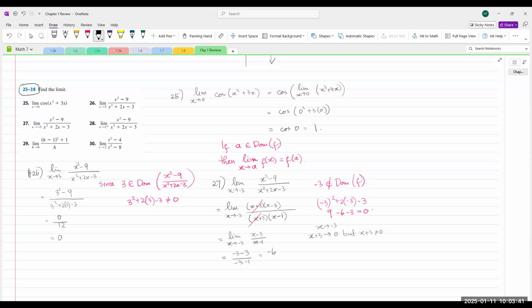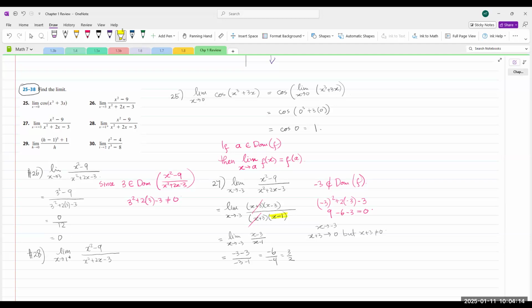So -6 over -4, that's 3/2. Okay, that's for number 27. Number 28. Limit x approaching 1 from the right hand side of (x squared minus 9) over (x squared plus 2x minus 3). As we can see, it happens to be the same expression as number 27.